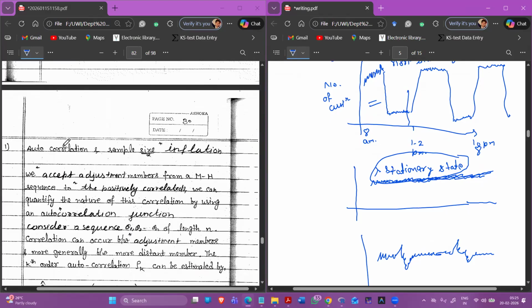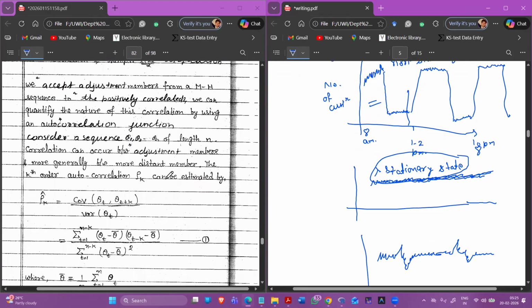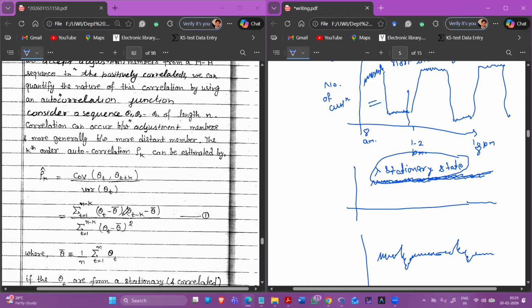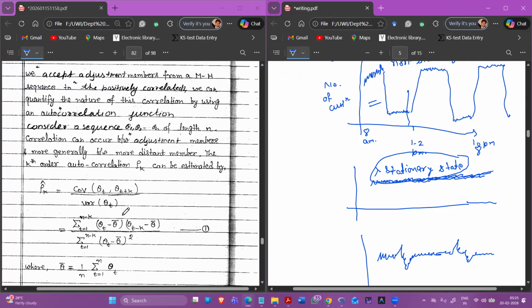For convergence, first is the autocorrelation and the sample size inflation. First of all, we find the autocorrelation. What is the autocorrelation? It is basically the covariance between theta t and theta t plus k divided by the variance of theta t. This is the autocorrelation formula.